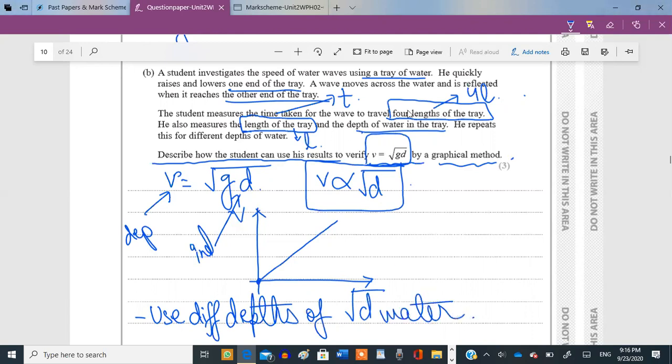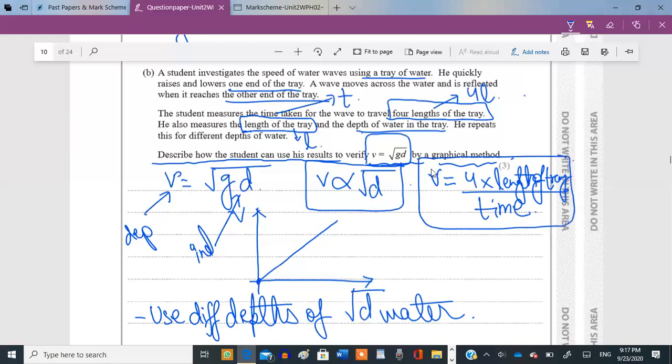Then he takes a time for 4 lengths of water, but the speed is distance upon time. So it takes a time for 4 lengths of the trays, right? So to calculate the different values of speeds at different depths, use the formula 4 multiplied by length of the tray. This will give you the total distance divided by the total time he measures. You can use this formula to calculate the speed of the water waves at different depths.